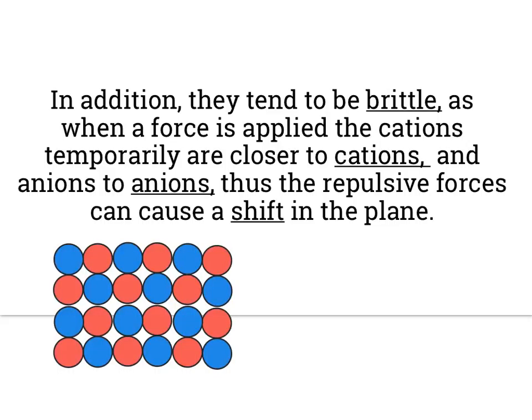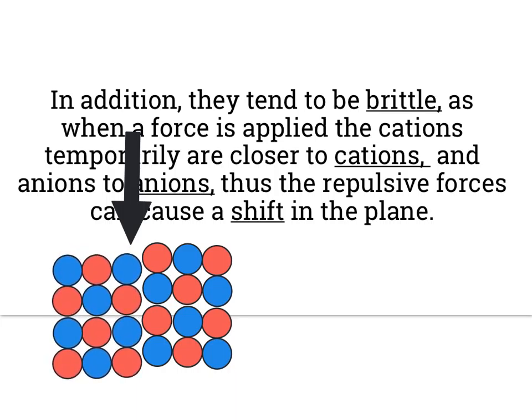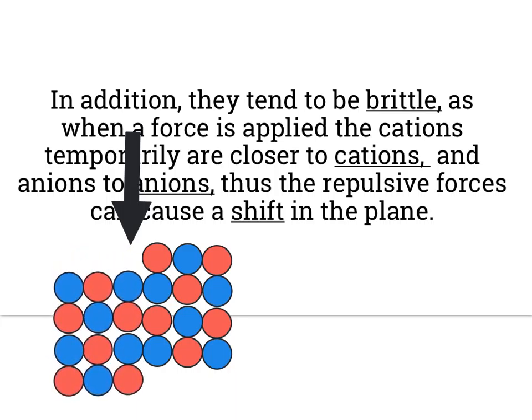So let's imagine this is basically a typical ionic solid. And when I push on it from kind of a downward force right there, here's what happens. This little section now moves down, especially if you can increase your force a bit. Now what happens is you've got blue next to blue. You've got anions next to anions, cations next to cations.